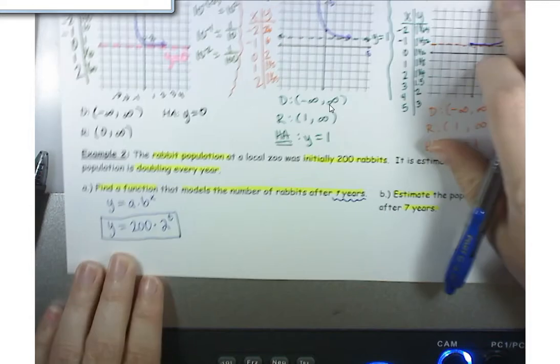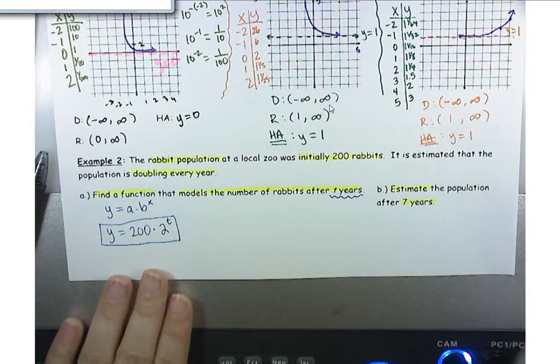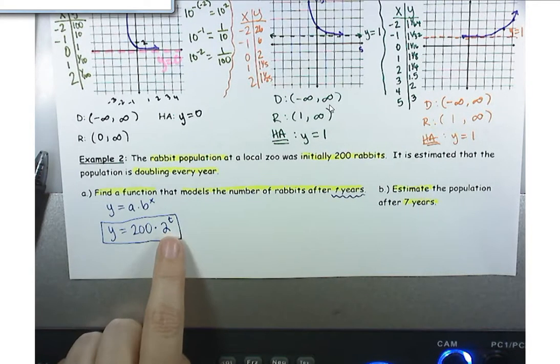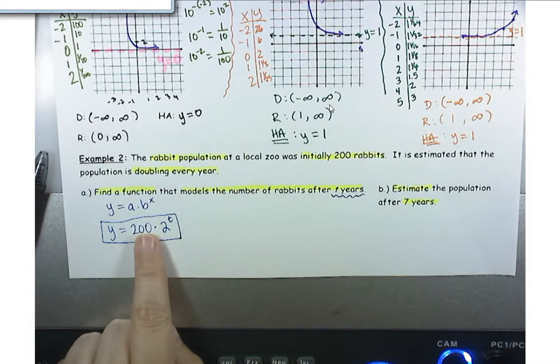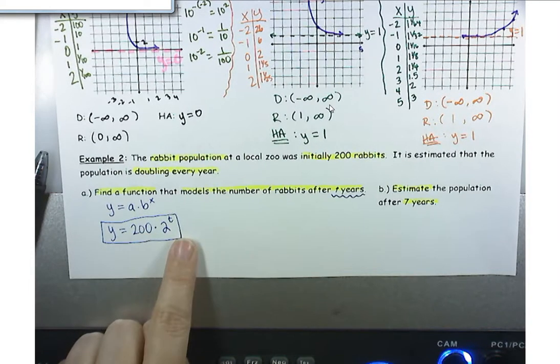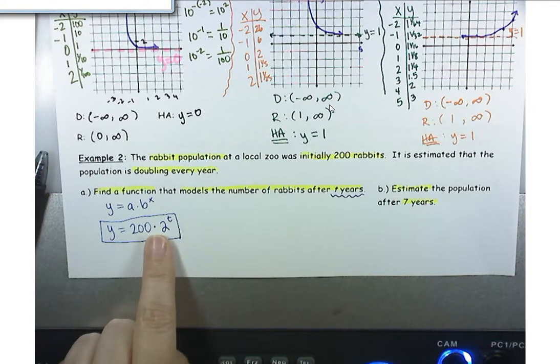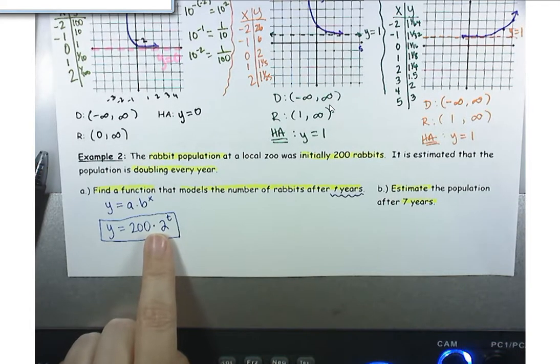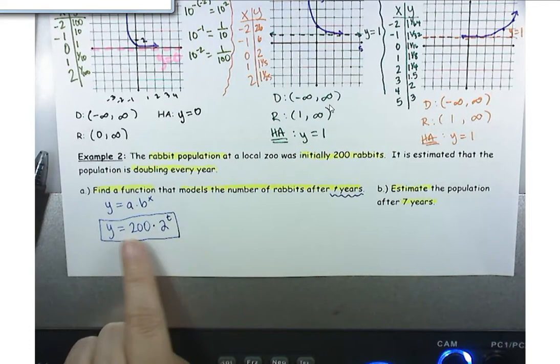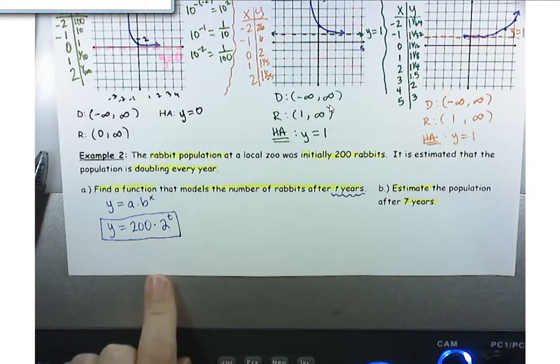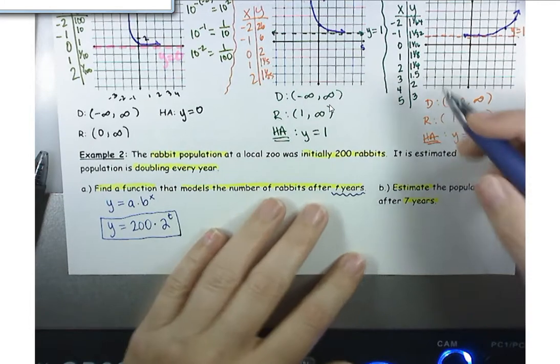So you also want to try a few values to make sure this makes sense. So if you plug in 0, are you going to get 200? Yeah, because 2 to the 0 is 1. 1 times 200, 200. Okay, after 1 year, there should be 400 rabbits, right? So 2 to the first, 2 times 200 is 400. Yep, and then I would usually check one more.